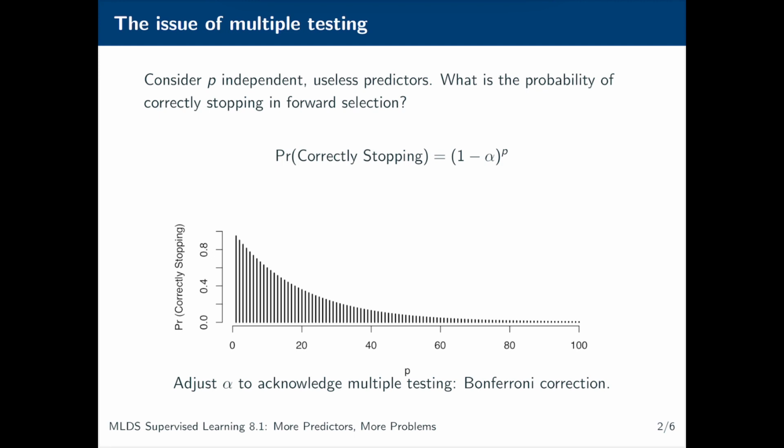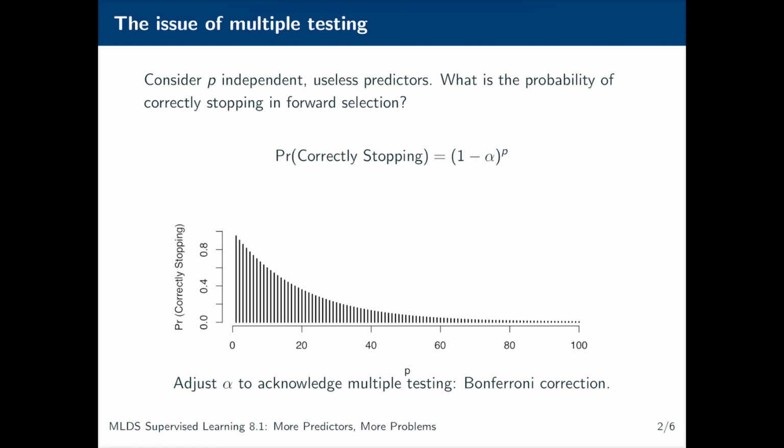However, if we've got 2 predictors and we're testing whether either of those has a significant effect, then the probability that each of these has a significant coefficient is going to be 0.05, and these are 2 independent events, so our probability of including either one of them is going to be 0.05 squared. For a general significance level alpha and a general number of predictors p, this probability of correctly stopping, so not seeing any predictors with significant coefficients, is going to be given by 1 minus alpha to the power of p.